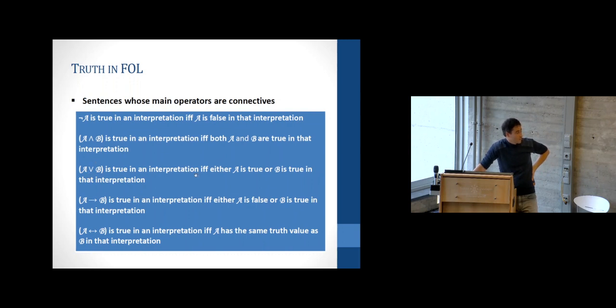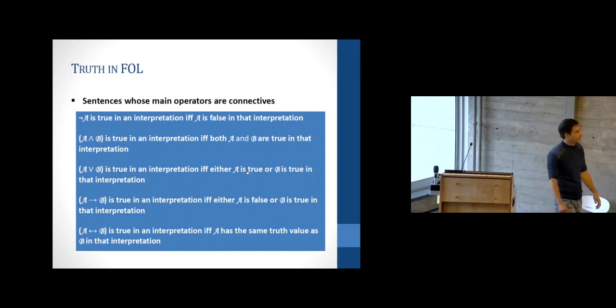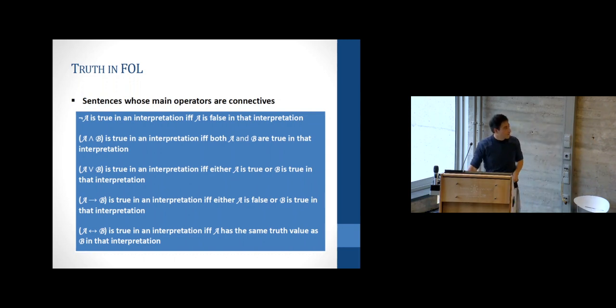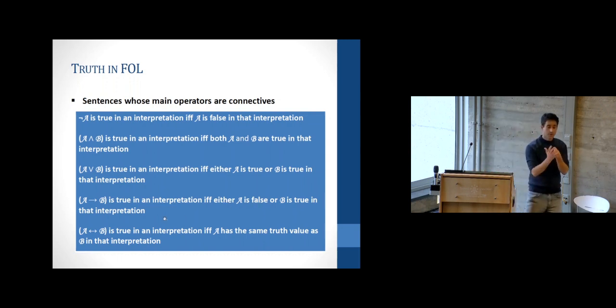A or B is going to be true in an interpretation if either A is true in the interpretation or B is true in the interpretation. It kind of is a truth table. It's a way to compress the truth table in one sentence. The tricky one, maybe: if A then B is true in an interpretation if either A is false or B is true in that interpretation. Remember the truth table for the conditional said this is true in every line in which either A is false or B is true.